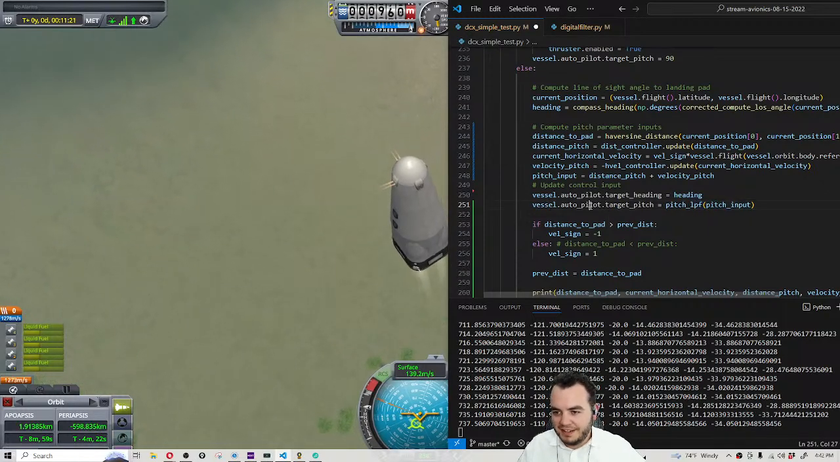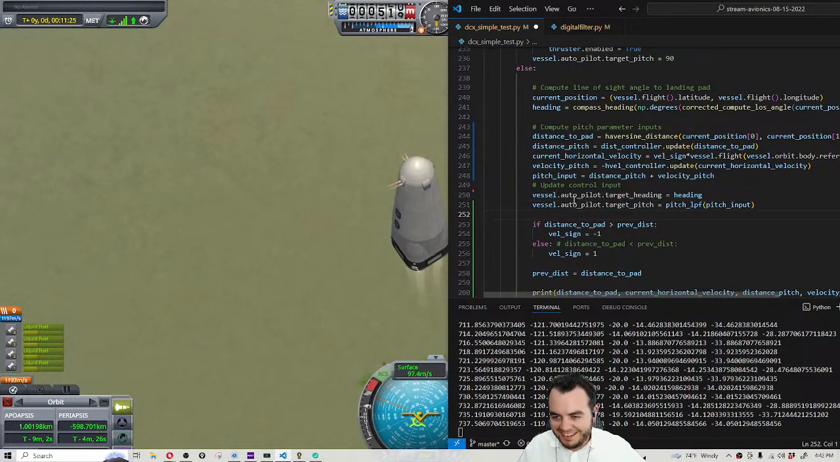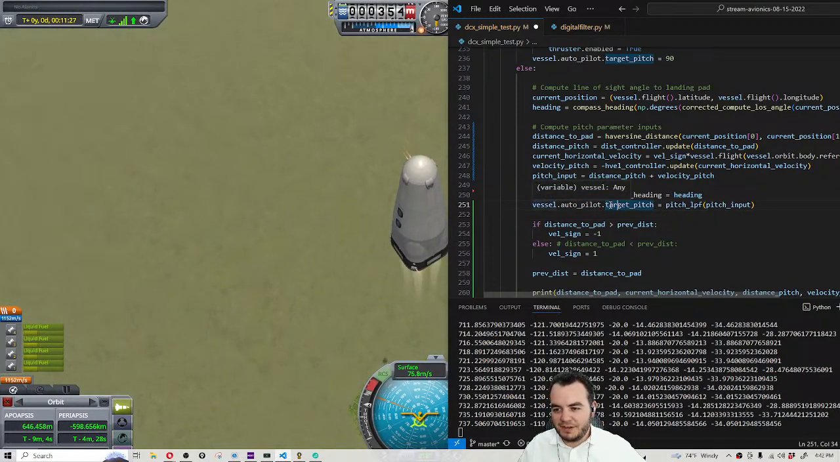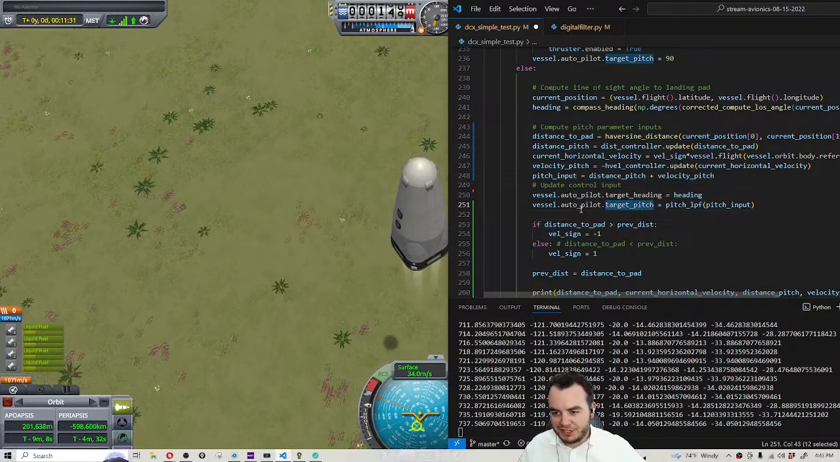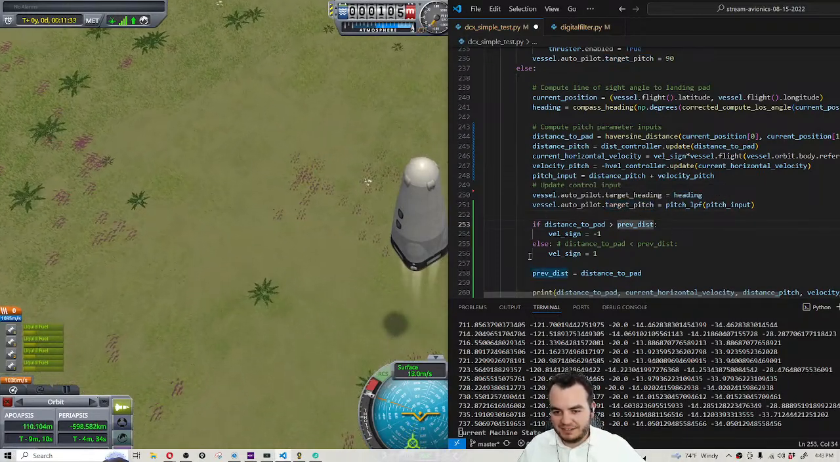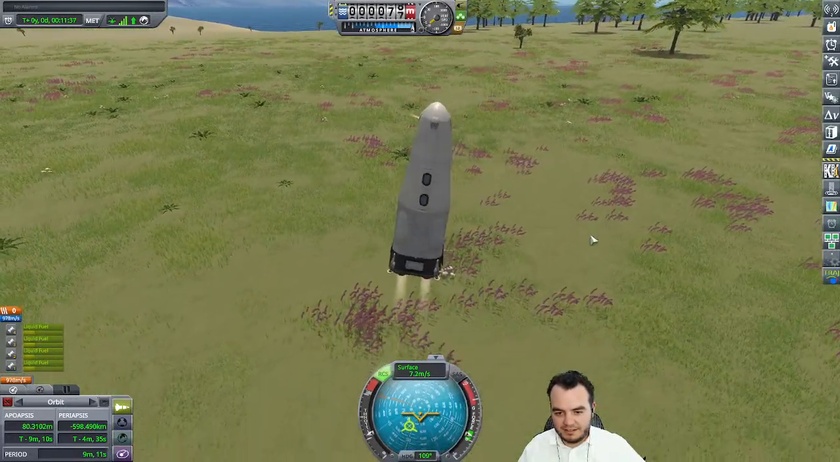If vessel.autopilot.targetPitch is required, then why does the vessel.targetPitch not be like, hey, there's no attribute for vessel called target pitch? That doesn't make any sense, chat. But hey, we at least are gonna land this safe and sound. That's good.